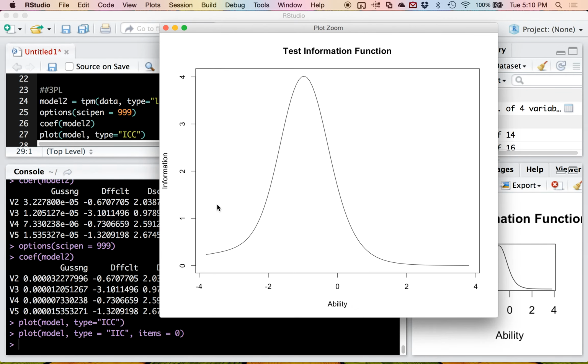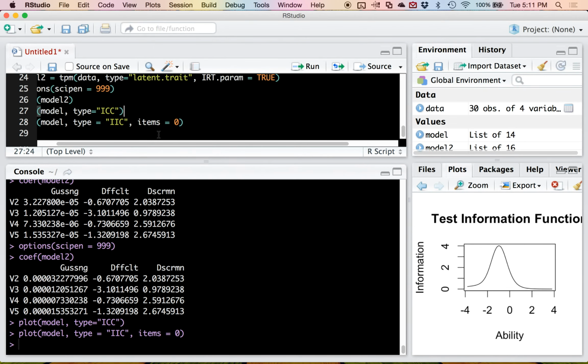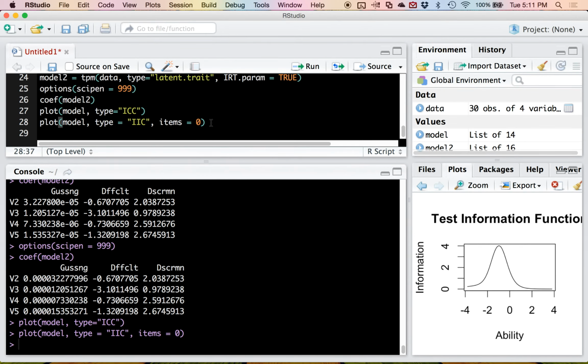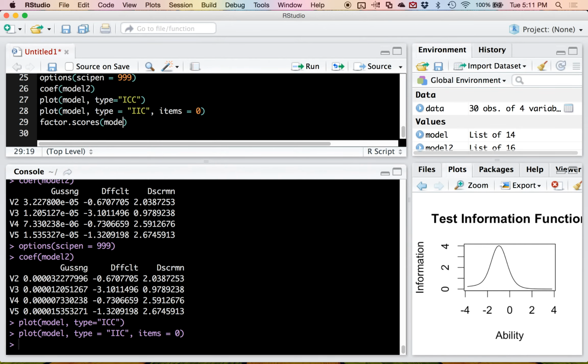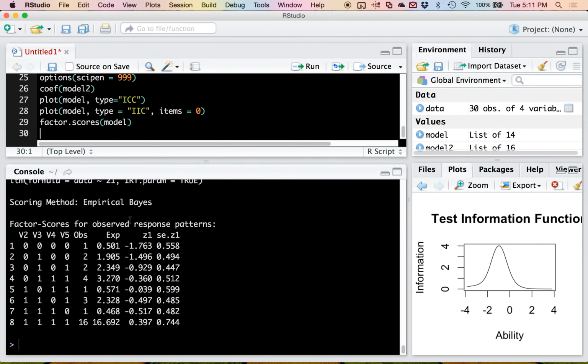The test information function should also look the same because I'm not adding any more information by adding that guessing parameter. If your guessing parameters were very necessary, i.e. they were not 0, you would get better fits. So we can do the same thing we did before, factor scores, and look at each pattern of data. These z values will be slightly different, but it's essentially the same idea.